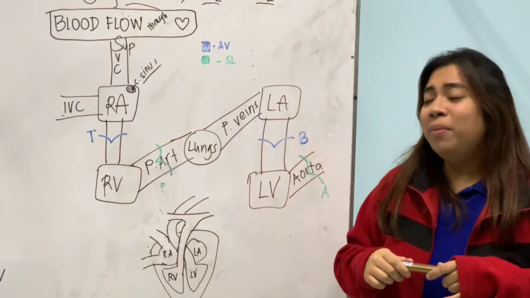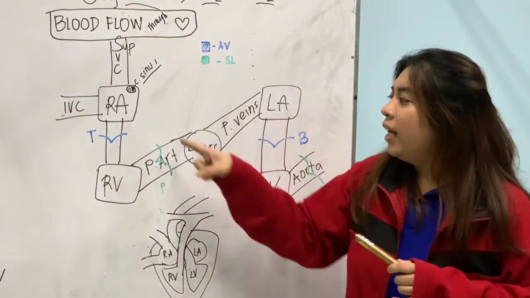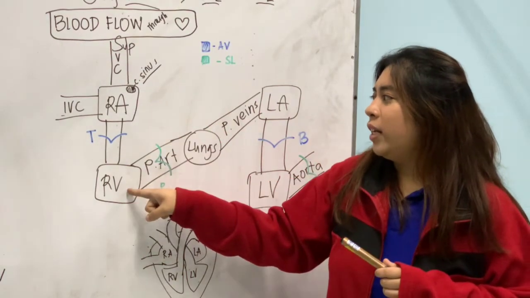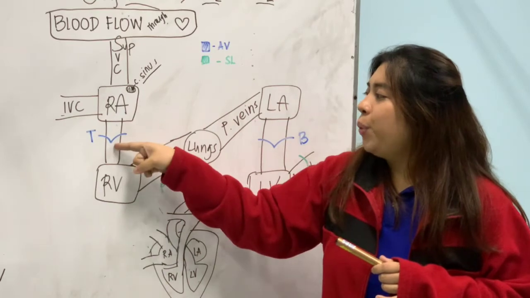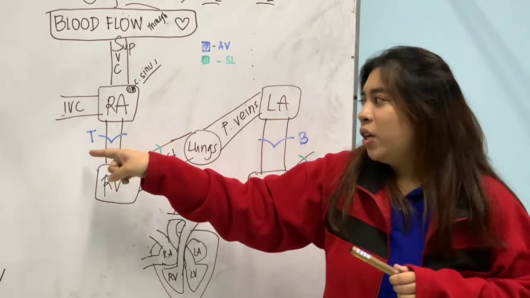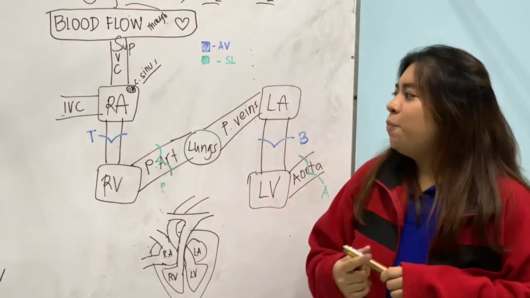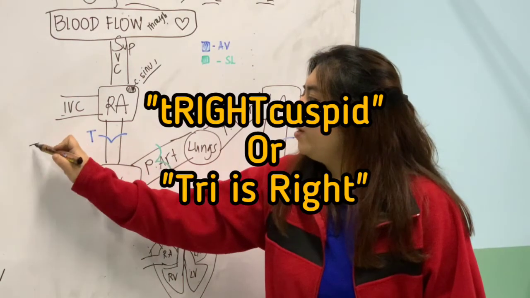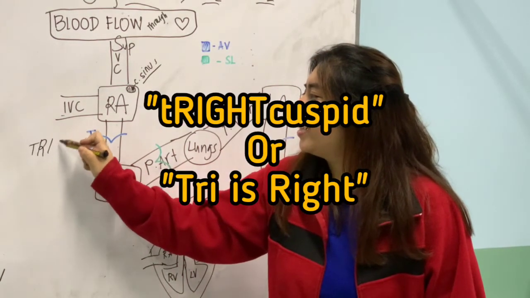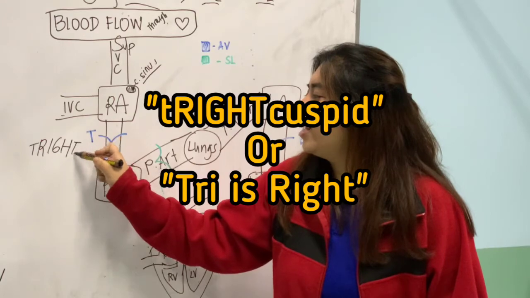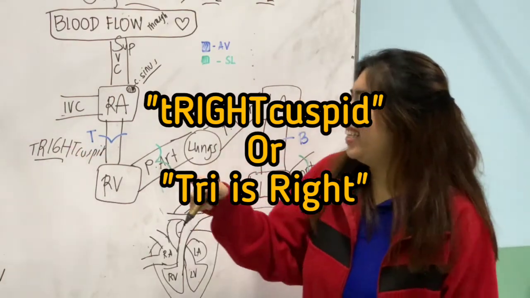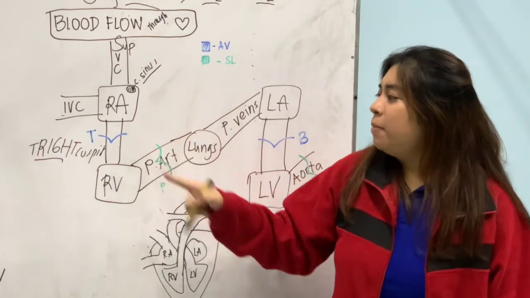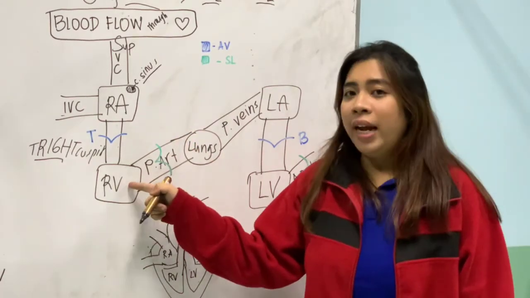Next, let's follow the blood flow. So from the right atrium, it will send blood to the right ventricle. So this is the right side of the heart. It goes through one valve known as your tricuspid valve. So para itong malipat, diba, you write it as tricuspid, or tri is right. After passing through your tricuspid valve, it goes to your right ventricle.